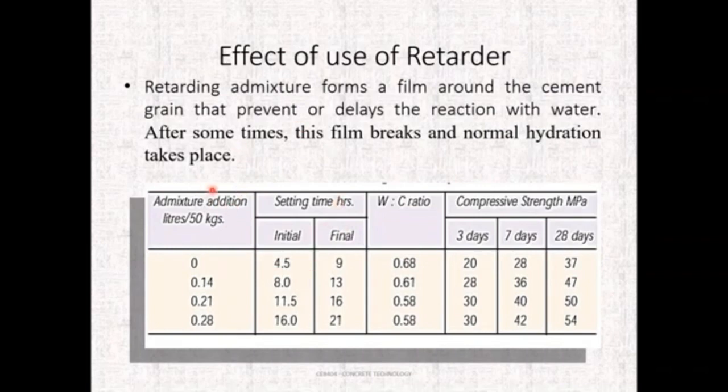This image shows the properties of the concrete with retarders. Here we can see the control mix has an initial setting time of 4.5 hours and a final setting time of 9 hours. While we add retarders, it can increase up to 16 hours and 21 hours. Also, the compressive strength of the concrete is found to increase with increasing dosage of the retarders.